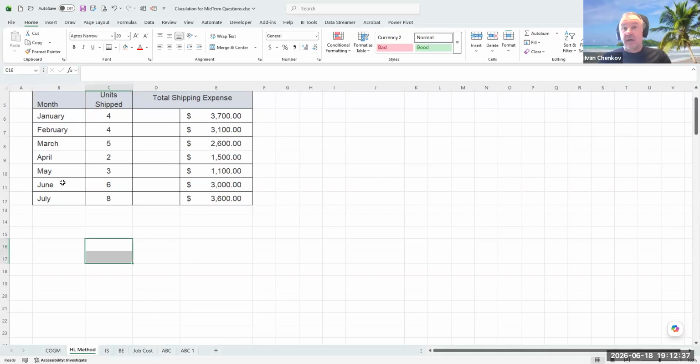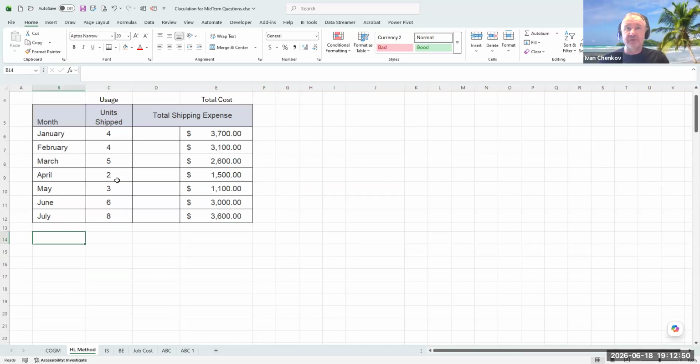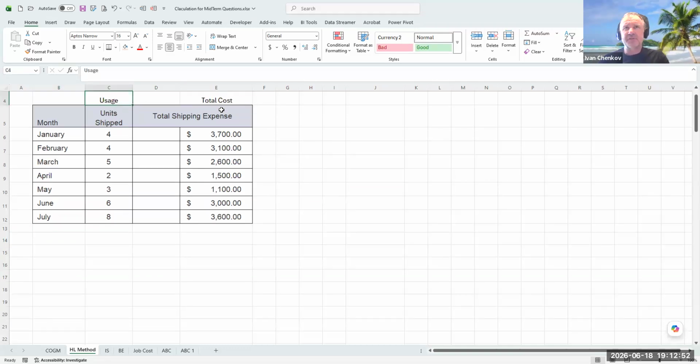One thing that I want you to understand is that in this method, again, is a simple method. What we have to do is identify the highest point of usage. Cost is irrelevant in this case. We're not hanging out on the cost. We're staying with the higher level of usage and the lower level of usage.